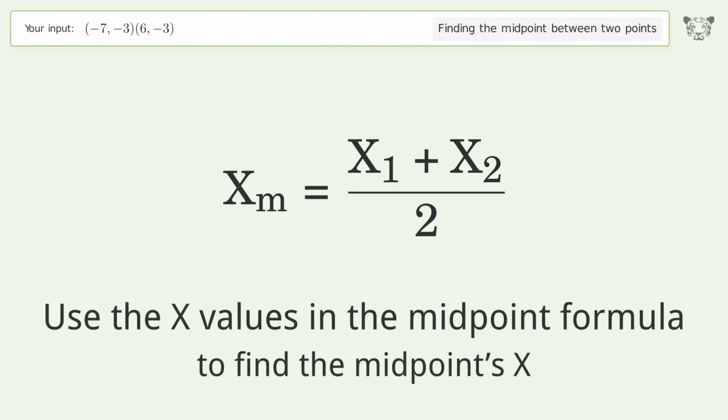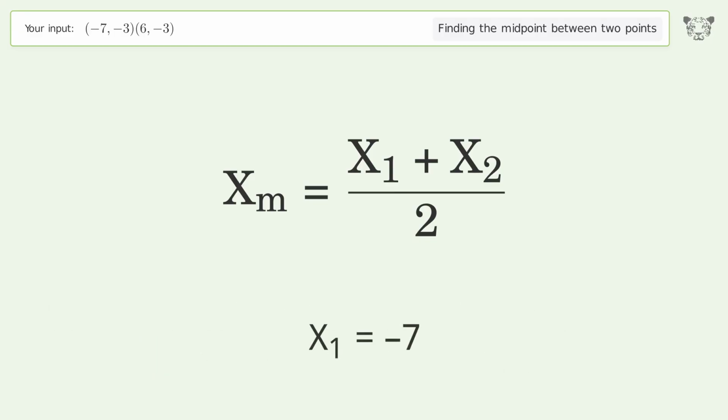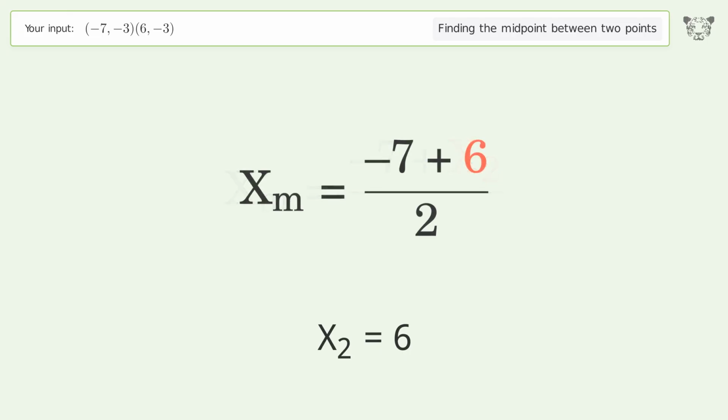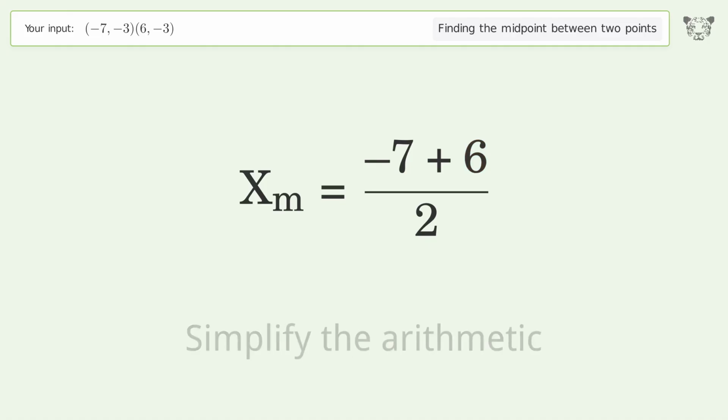Use the x values in the midpoint formula to find the midpoints x. x1 equals -7. x2 equals 6. Simplify the arithmetic.